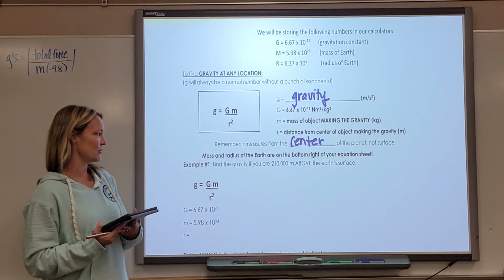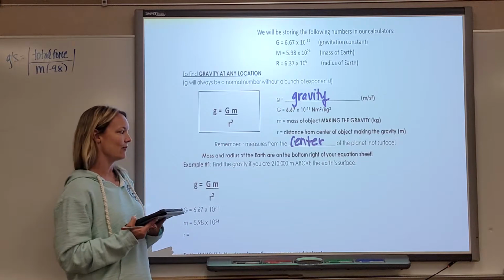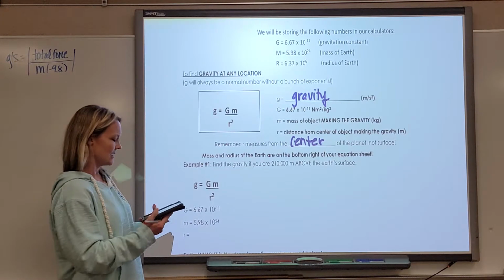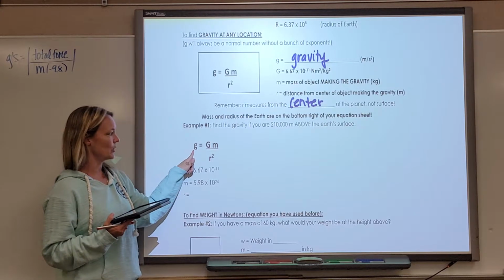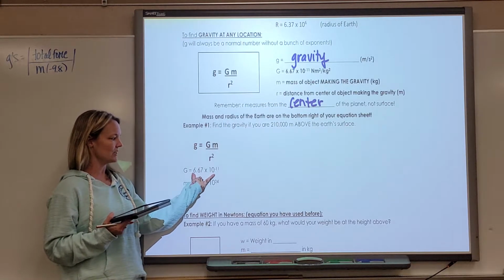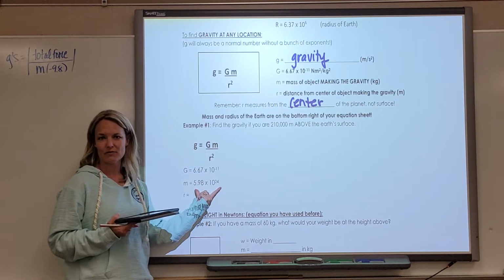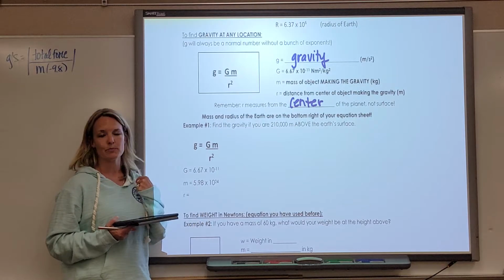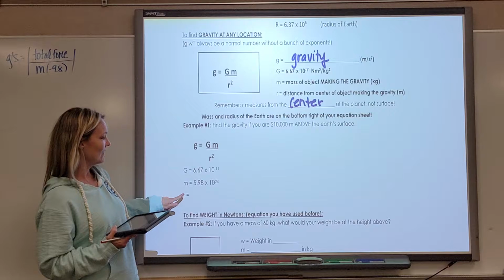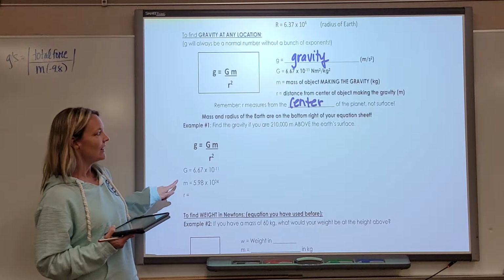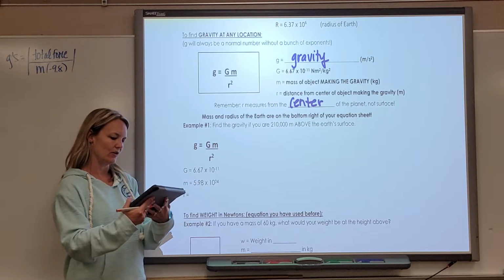All right, example number 1, find the gravity if you are 210,000 meters above the Earth's surface. All right, so I want to find gravity, which means I'm going to use this new equation. I need to know capital G, 6.67 times 10 to the negative 11. I need to know the mass of the Earth, 5.98 times 10 to the 24th, because that's what's creating the gravity. And then the only other thing I need is R. That is the distance from the center of the Earth.